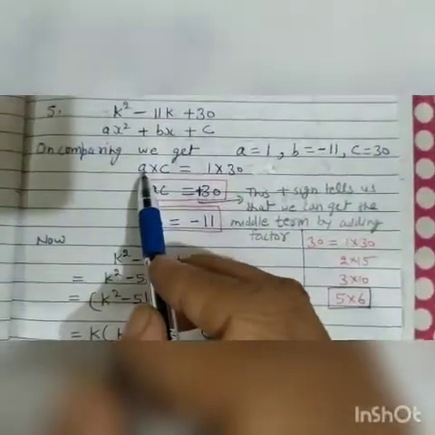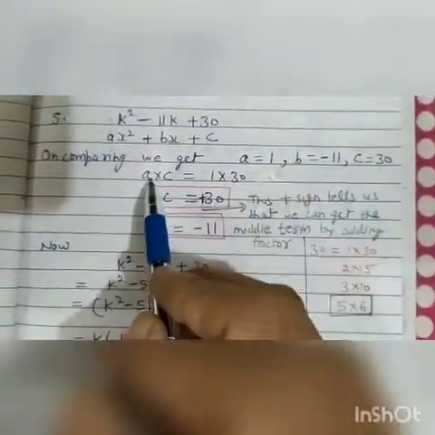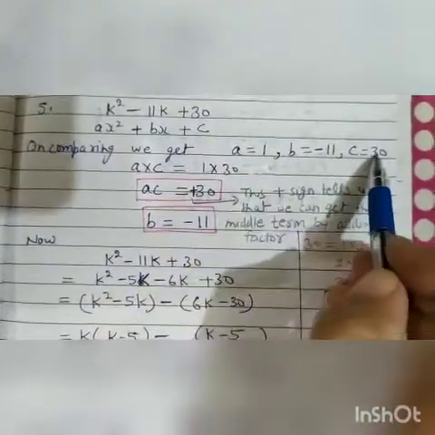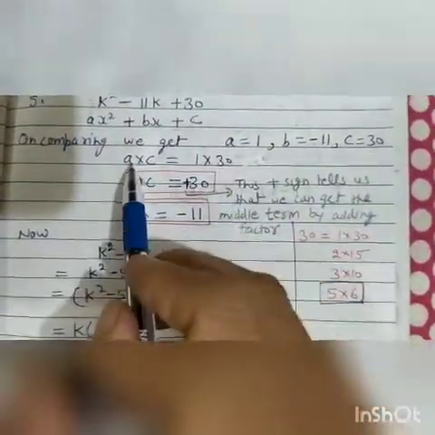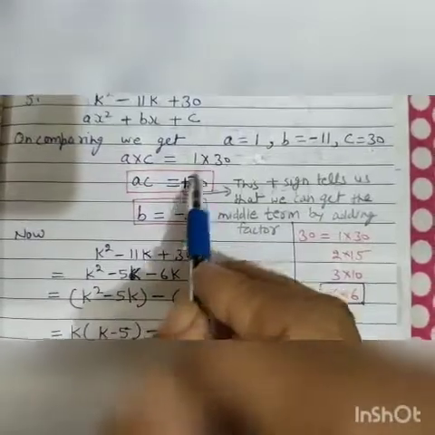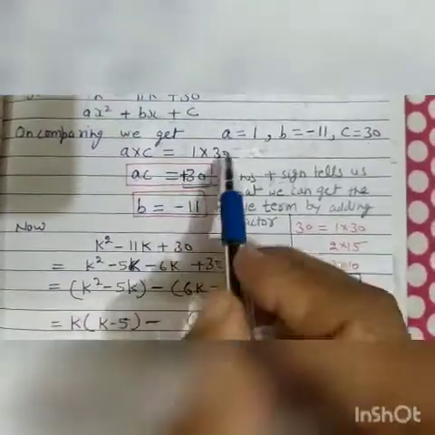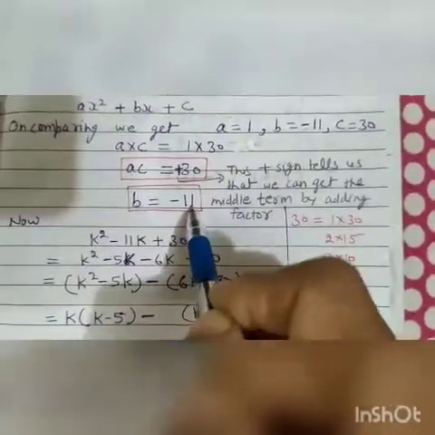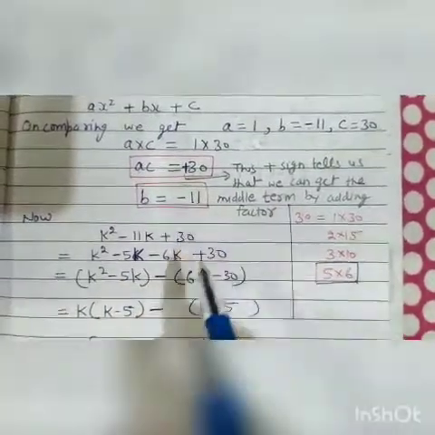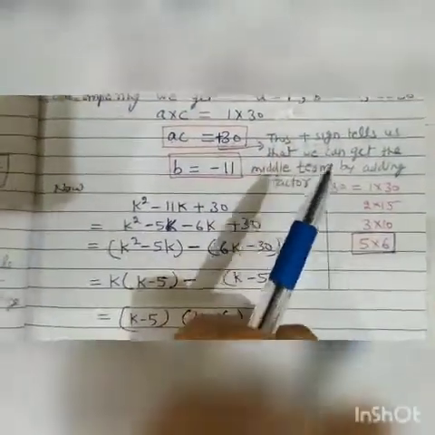Again next step, we will find the value of ac. A into c is equal to 1 into 30. So 1 into 30, ac is equal to plus 30. Then value of b is equal to minus 11. Then next step, what is the next step? We will factorize the middle term.